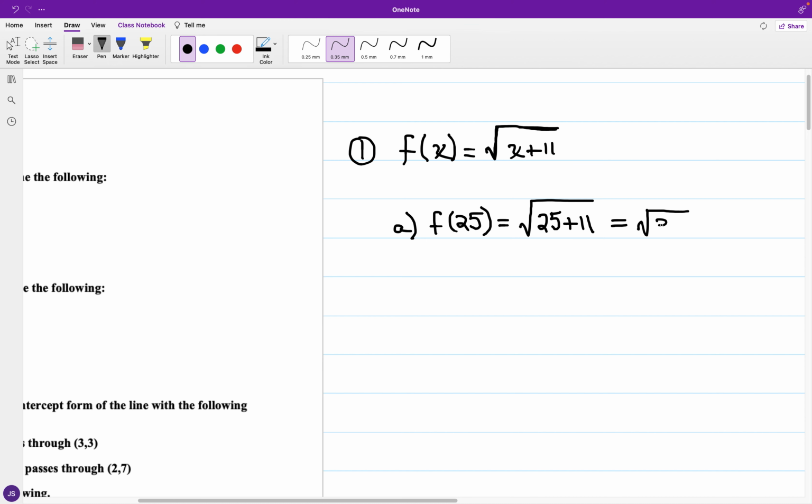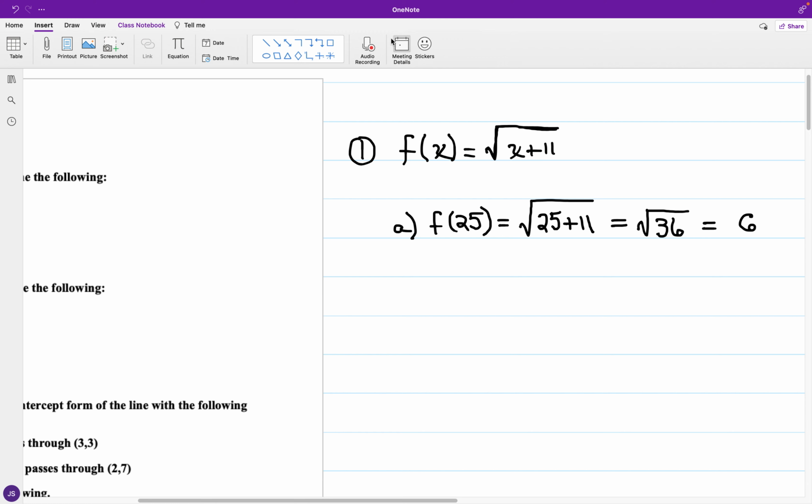And 25 plus 11 is 36. With the square root of 36, with the principal square root rule, the square root of an expression cannot lower to a negative constant. There are two numbers that will square into 36, but we're interested in only the positive value. So the square root of 36 comes out to 6. When x is 25, y is equal to 6.